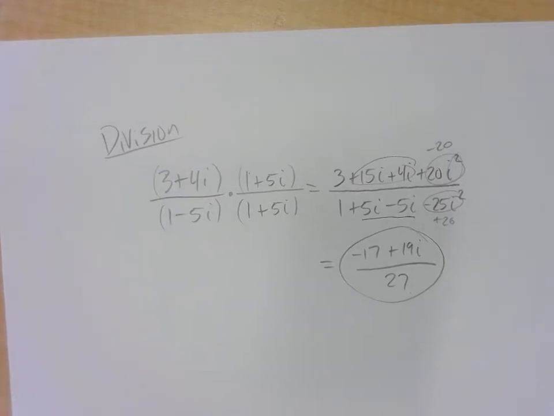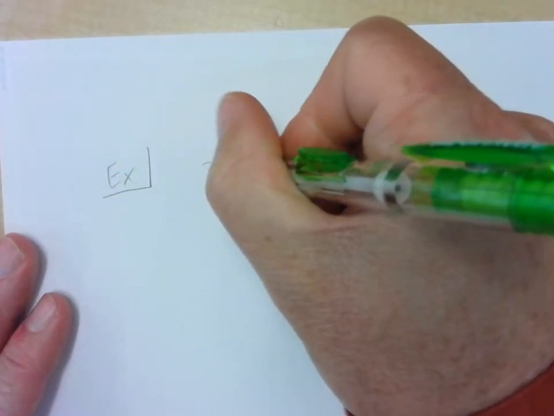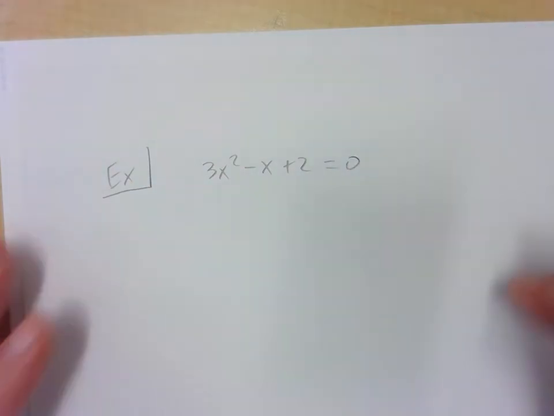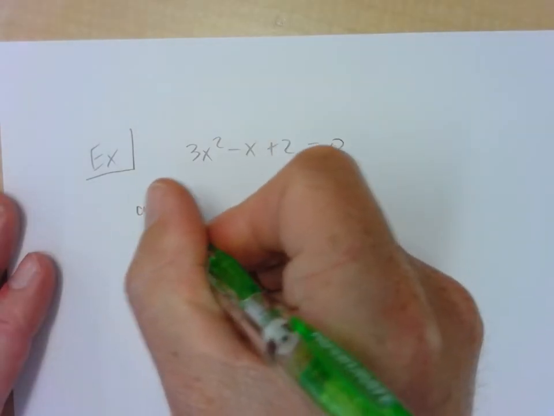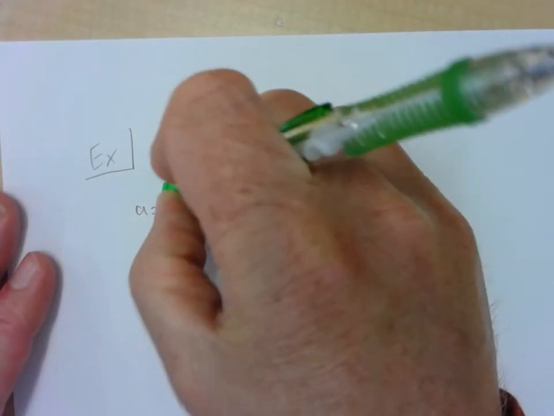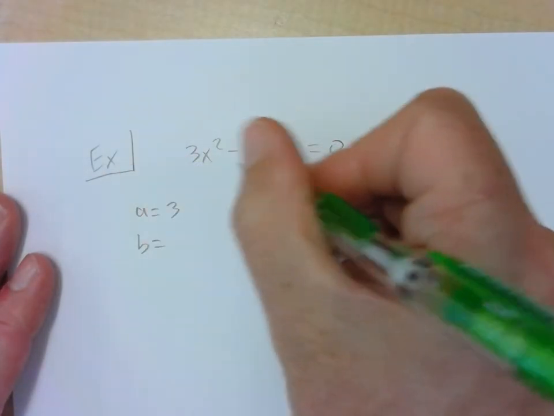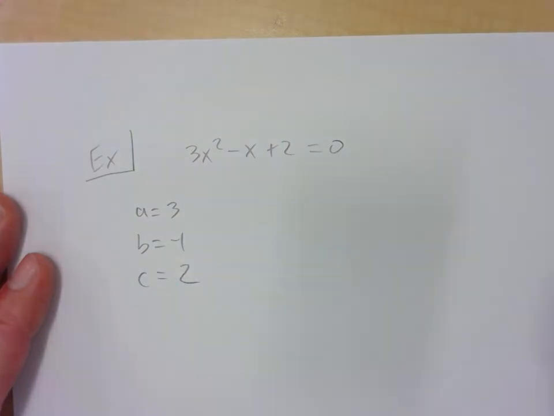Okay, now we're going to apply this to a quadratic equation. So this is the last example. So we get 3x squared minus x plus 2 equals 0. All right, so we're going to solve this with the quadratic formula. So a is equal to 1, not equal to 1, it's equal to 3. a is equal to 3. b is equal to negative 1, and c is equal to 2. All right.